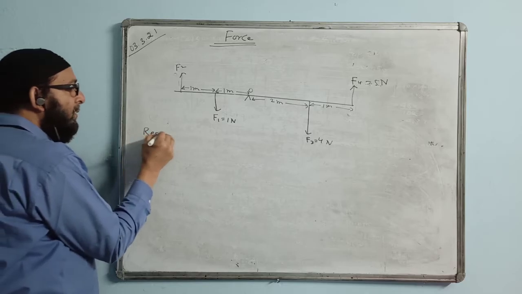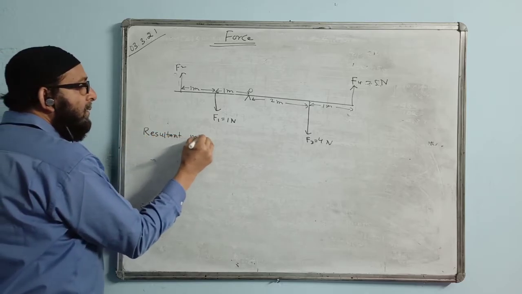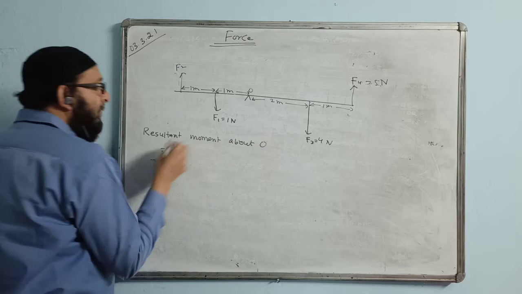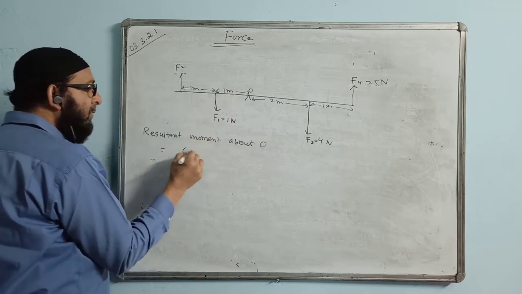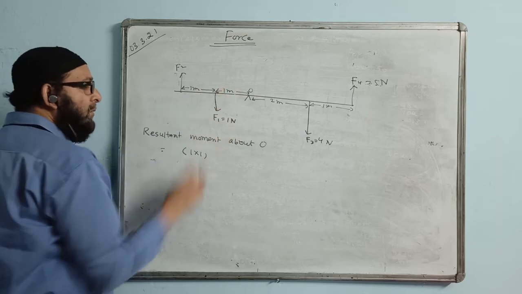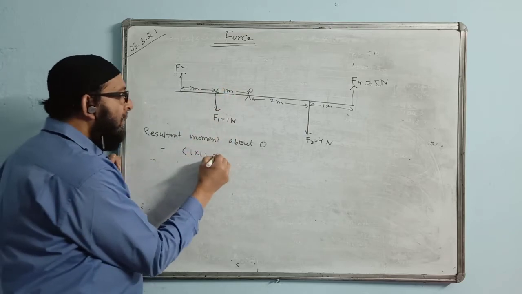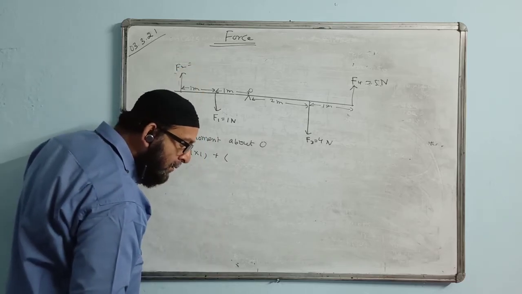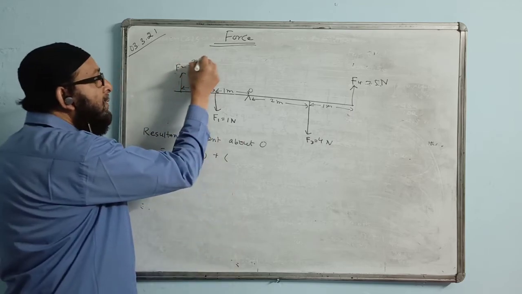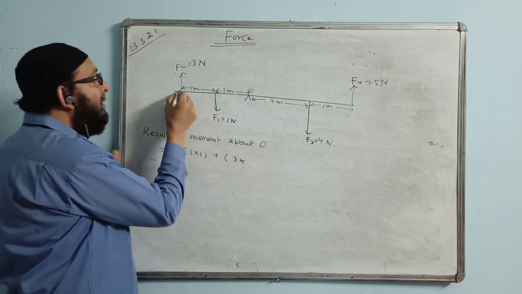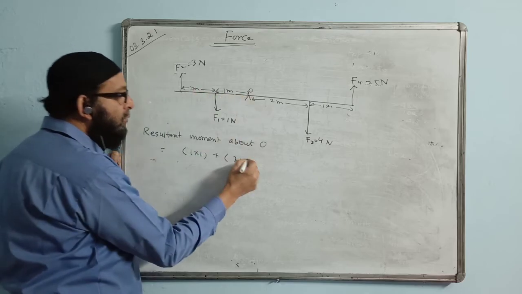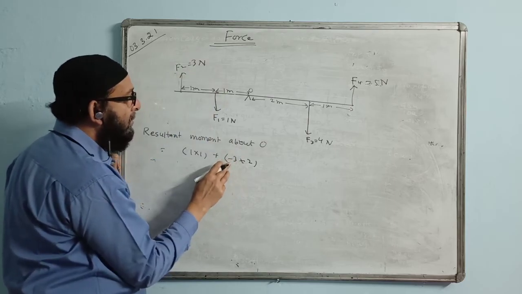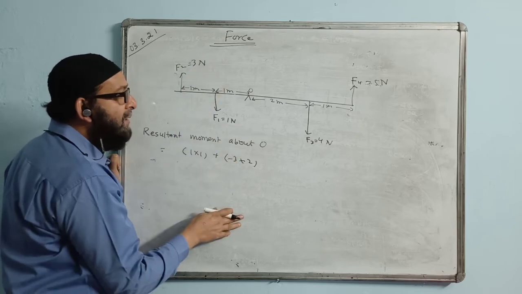We write the resultant moment about O. We start with F1. 1 into the distance is 1. Right? 1 into 1. What direction will turn about O? Anti-clock. So positive sign. Plus, now I am doing F2. F2 value is given in the question. 3 Newton. This is given 3 Newton. We will take 3 into what is the distance from here to the pivot? 1 plus 1, that is 2 meter. This will rotate in what direction? Anti-clock. Minus, and this is rotating in clockwise direction.